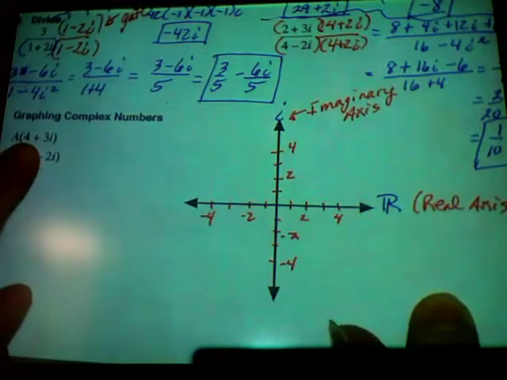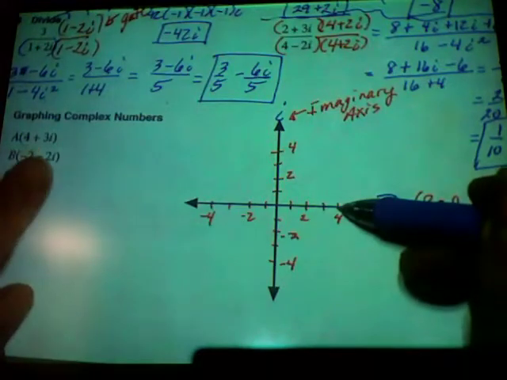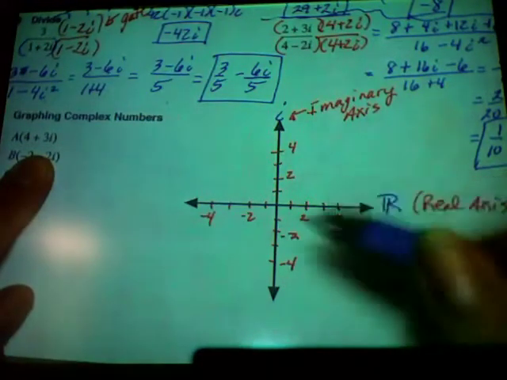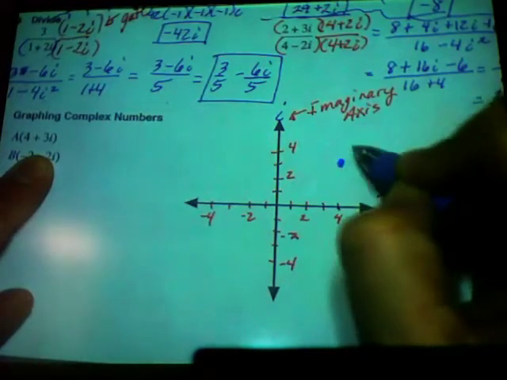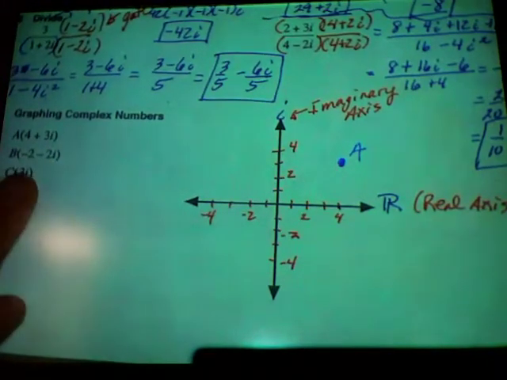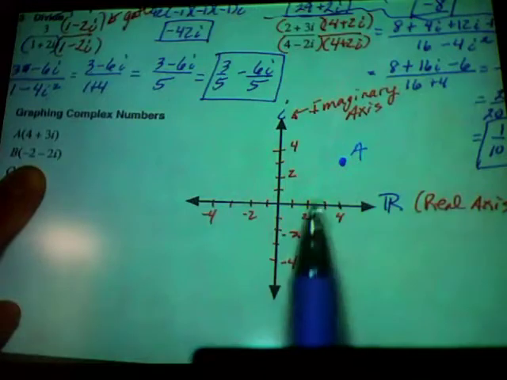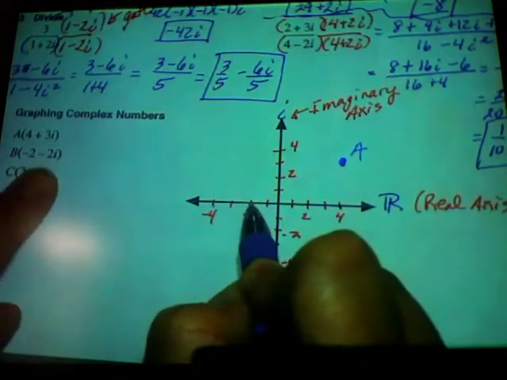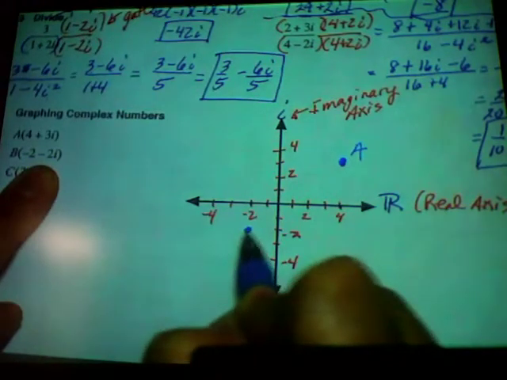So to plot A, isn't the real part 4? So go to the right 4 from the origin. And the imaginary part is a positive 3i, so you would go up to 3. So this is 3i, and this represents A. So that would be in quadrant 1, which is your positive quadrant. What quadrant is this one going to end up in? Which quadrant? 3. And so we're going to go to the left 2, and then because the 2i is negative, we're going to go down 2. So this right here is point B.